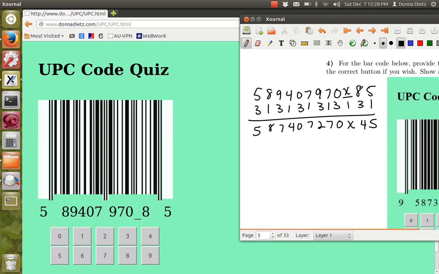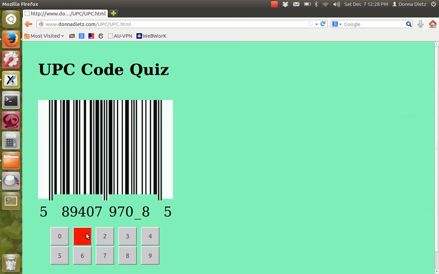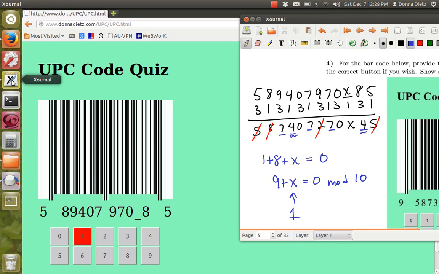And that one's much easier, right? So maybe we even have groups of 10 that we can get rid of much more easily than we did before. But that's about it. Okay, so we have 7, 7, 7. Ooh, that's a 1. Cool. 4 plus 4 is 8, plus x is equal to 0. 9 plus x is equal to 0 mod 10. So x should just be 1. So we come over here and click the 1 button, and that means I messed up. Great. So let's see how I messed up.